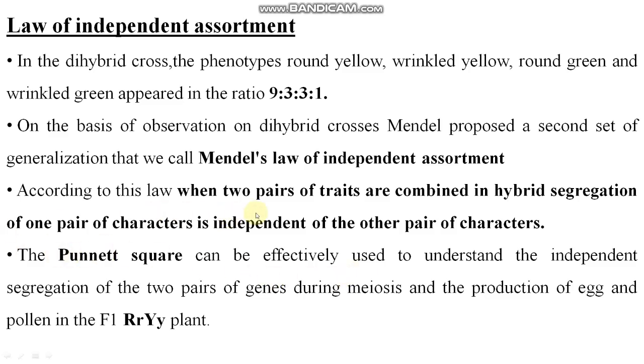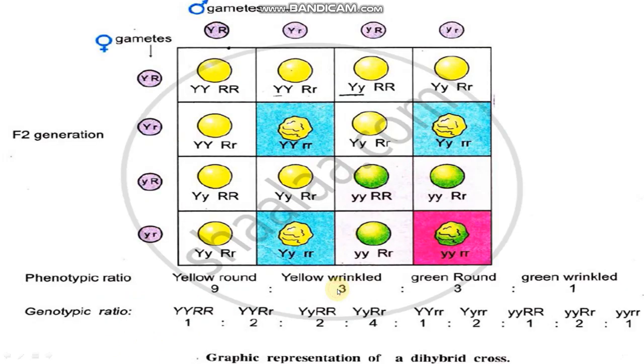So the Punnett square can be effectively used to understand the independent segregation of the two pairs of genes during meiosis and the production of egg and pollen in the F1, that is the capital R, capital Y, small y plant. Clear? So this is the F1 hybrid genotype. Now see, this is the Punnett square board, which represents capital Y, capital Y, capital R, capital R. Both are dominant here. Yellow round seeds are forming here.